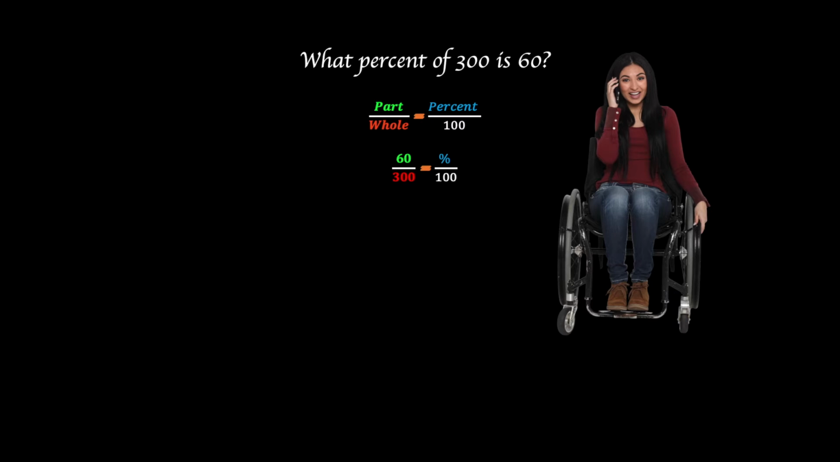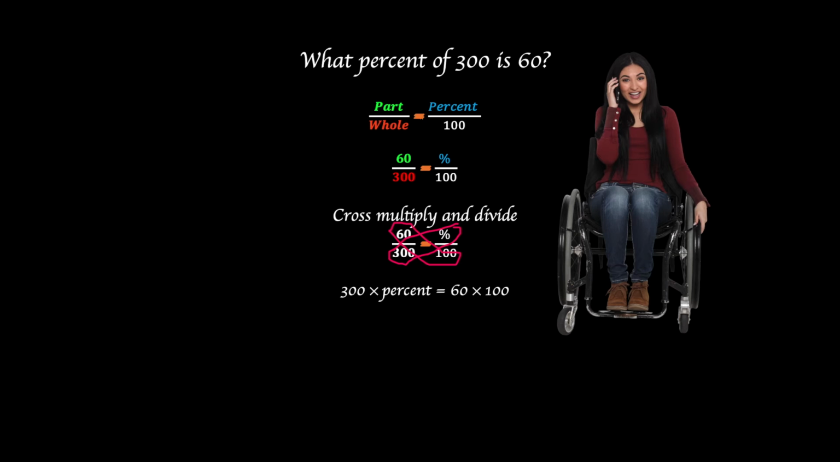So now we replace all the variables by the numbers. And in this case, the percent is missing. Now let's go ahead and cross multiply and divide. So we're going to cross multiply the 60 and the 100, 60 times 100. And then we're going to cross multiply 300 by the percent. So 300 times the percent, because the percent is what's missing, equal 60 times 100.